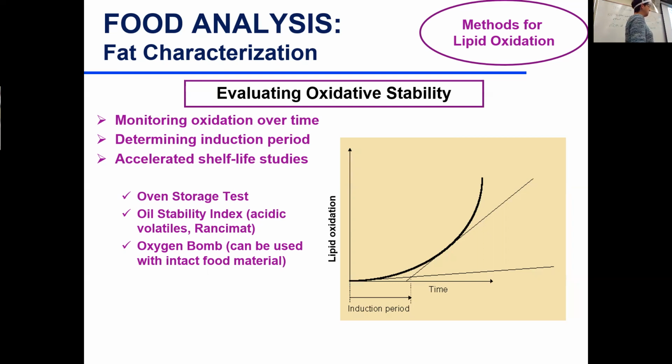The last one is the oxygen bomb. What does it mean? You put your oil in a closed chamber and you pressurize it with oxygen. So it's pressurized with oxygen, and then you put it in a boiling water bath. And then you measure the drop in pressure. The drop in pressure is an indication that oxygen is being taken up by the sample due to oxidation. So that is another method. But again, the most common one is the first one over here, or the second one, which is the Rancimat. The third one is the least common.